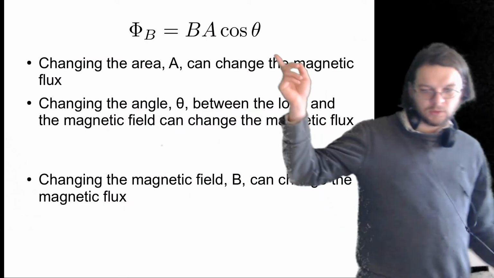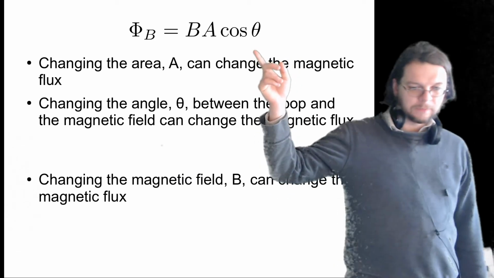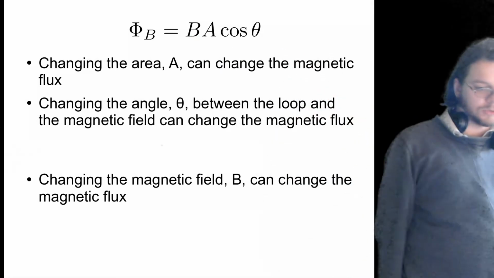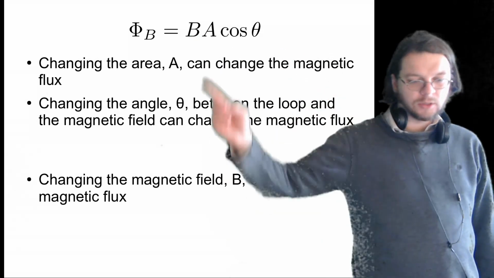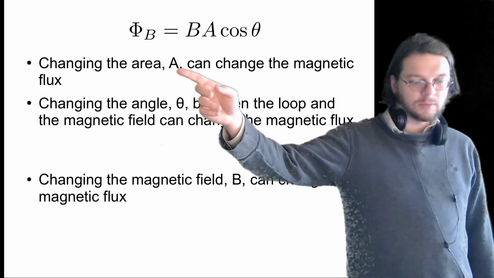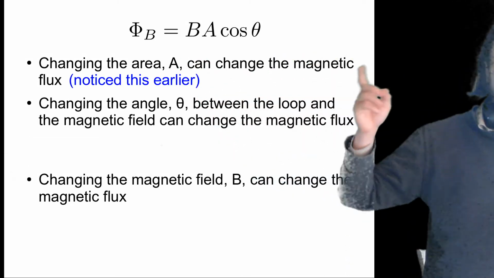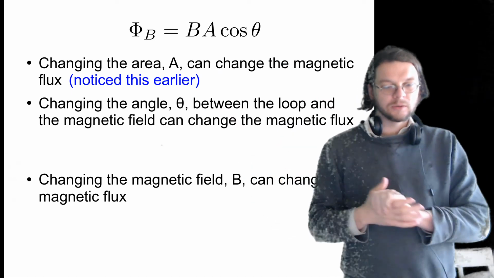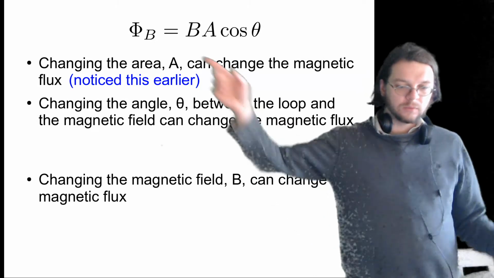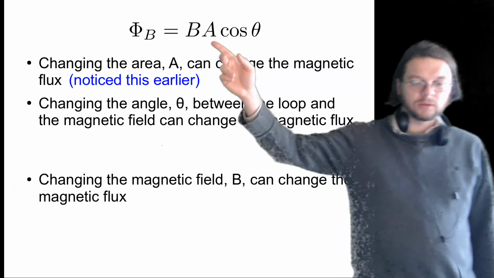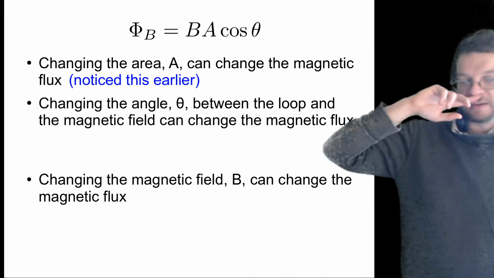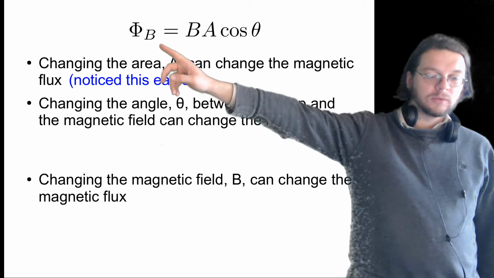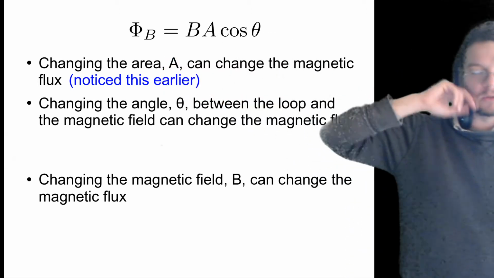So this is what we get, again, for the magnetic flux. And changing any of these three things can produce an electromotive force. So changing the area, for example, changes the magnetic flux. We actually talked about this earlier. When that loop moved out of the magnetic field and into the region that had no magnetic field, that was essentially the area of the loop that's in the field decreasing. And so that is how you would explain the EMF in that case, the voltage that's in the loop.